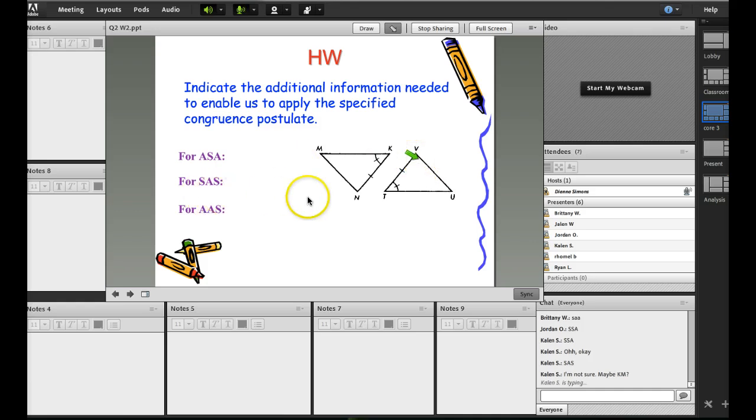What about for side, angle, side? K and Y. No. KM and TU. Ladies, do you agree? Yeah. Okay, what about for angle, angle, side? Angle U and M. Angle U and M. That's what I get over here. Kaylin, what do you think?